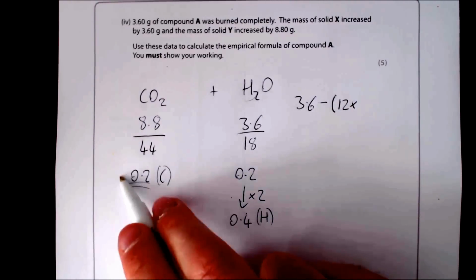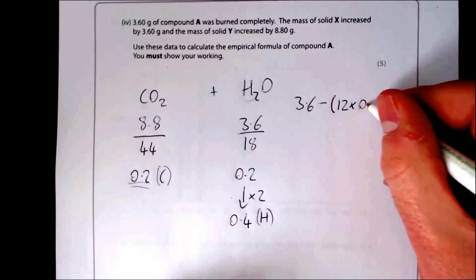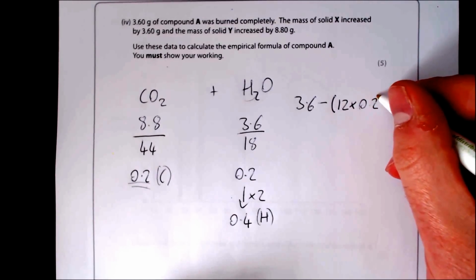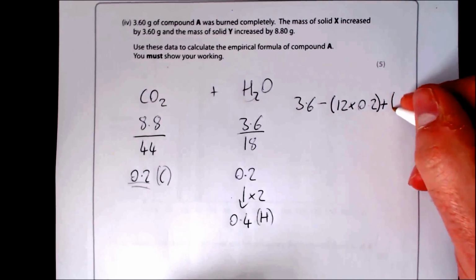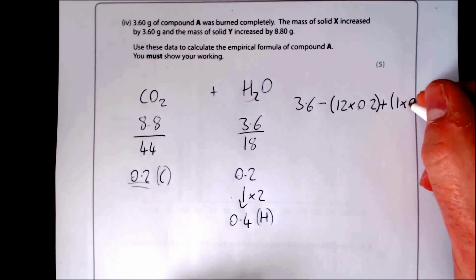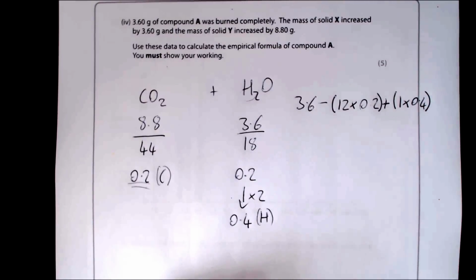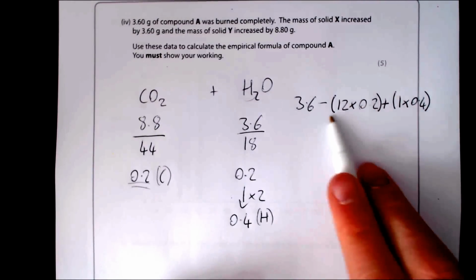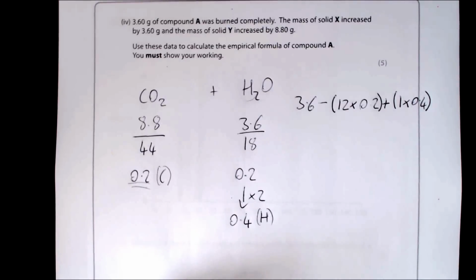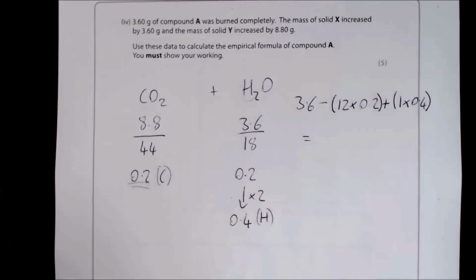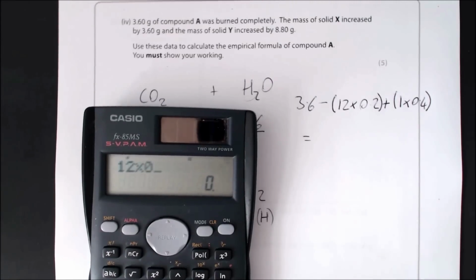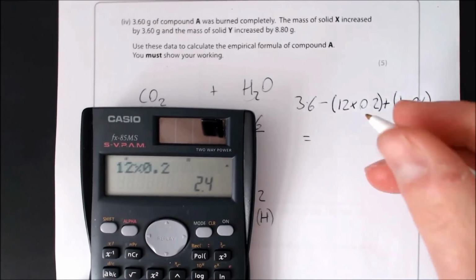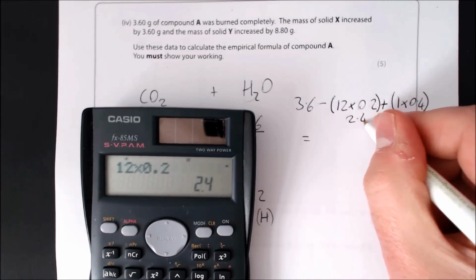Remember, that's the MR of carbon. The number of moles is 0.2. We're going to add that to the mass of hydrogen, 1 times 0.4. We're going to add both of these together, and then we should get a mass. So let's work this out. Let's do the 12 times the 0.2, working these out separately. That's going to be 2.4.